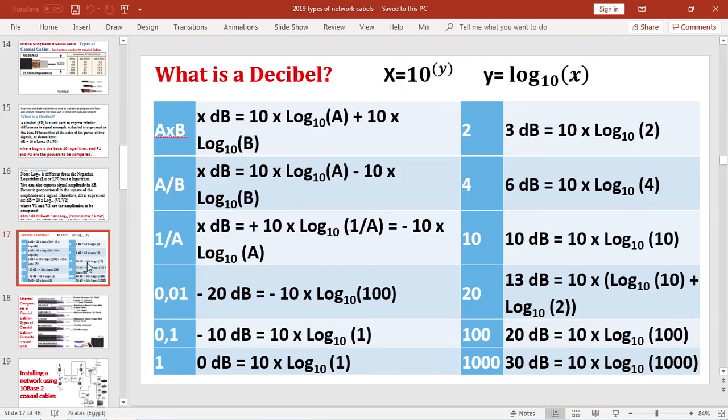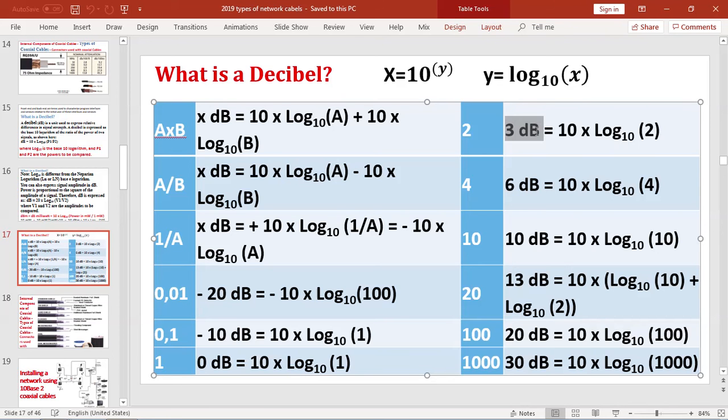So 0 is equal 1, 3 decibel, and so on. It's clear here. 10 logarithm 10 of 100, which is the power of 2, so this expression equals 2. 2 times 10 equals 20 decibel, okay, and so on.